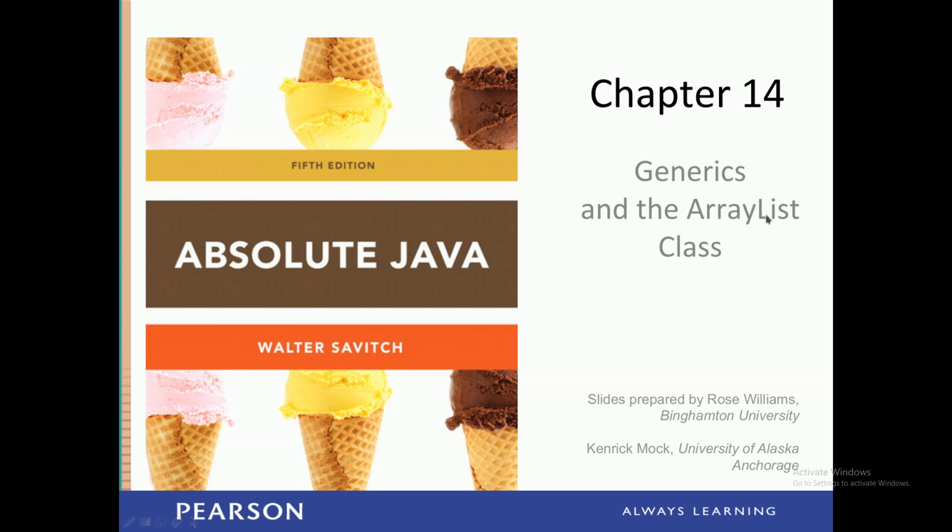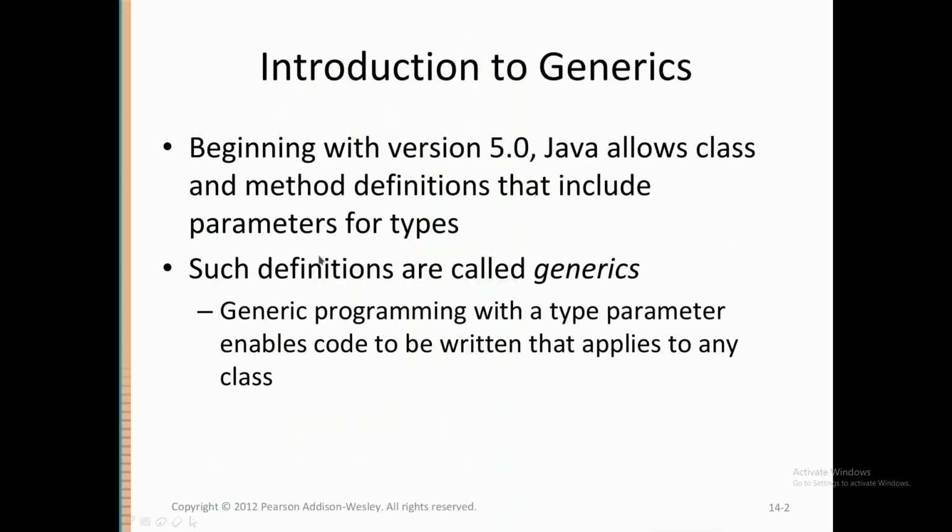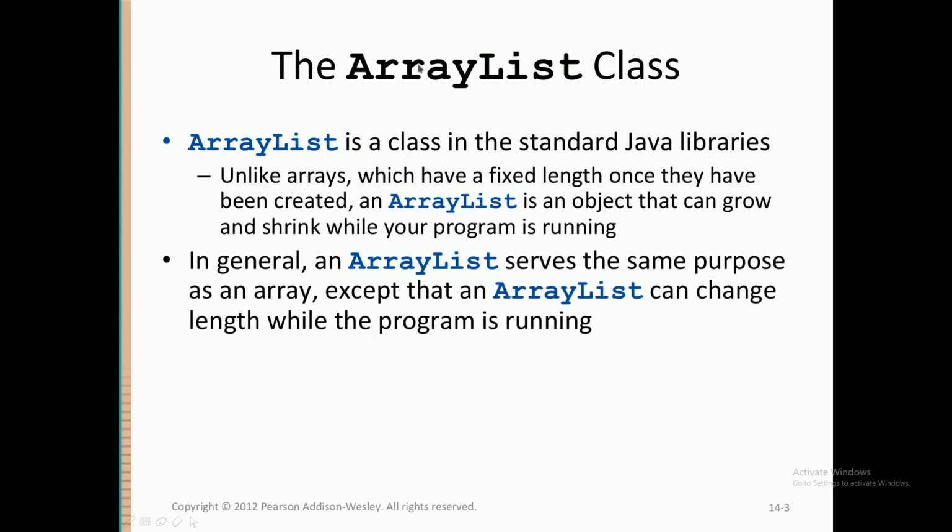Next week, inshallah, we're going to talk about how we can create our own classes that can work with different data types. But for this week, let's talk about those generics. Basically, this ArrayList is a class that works like arrays, but it has some differences.